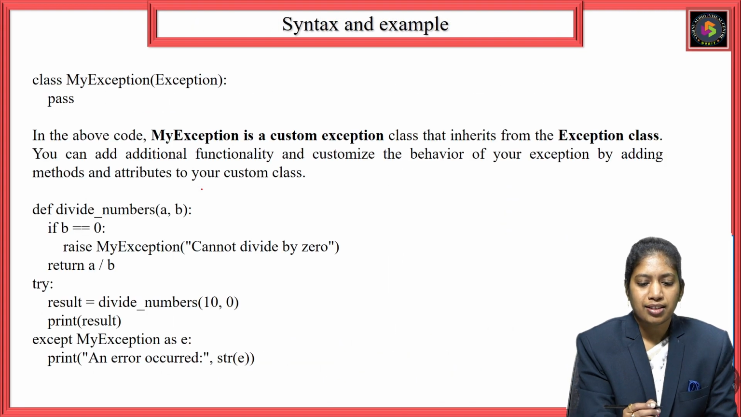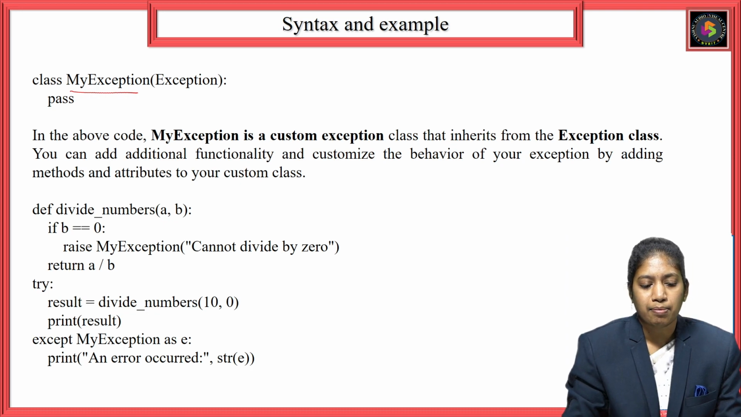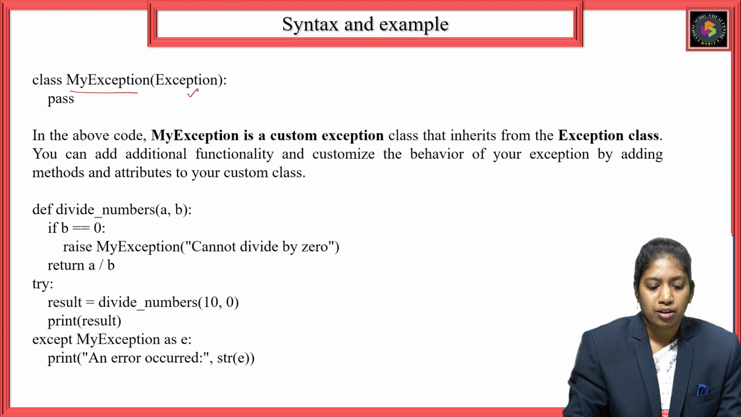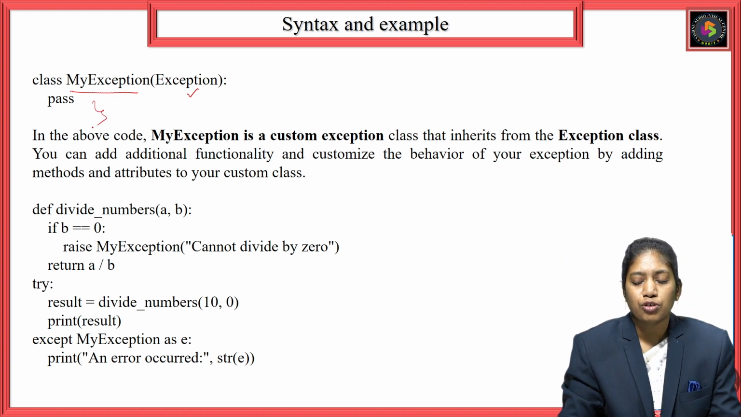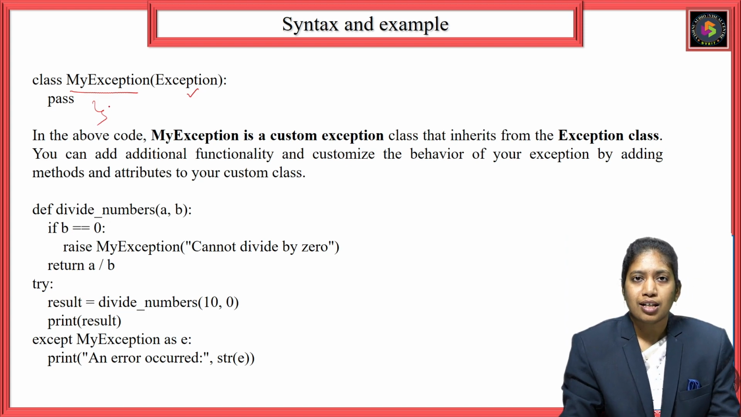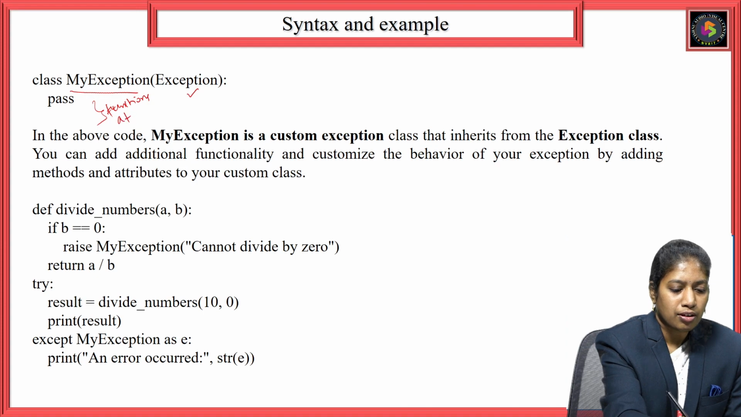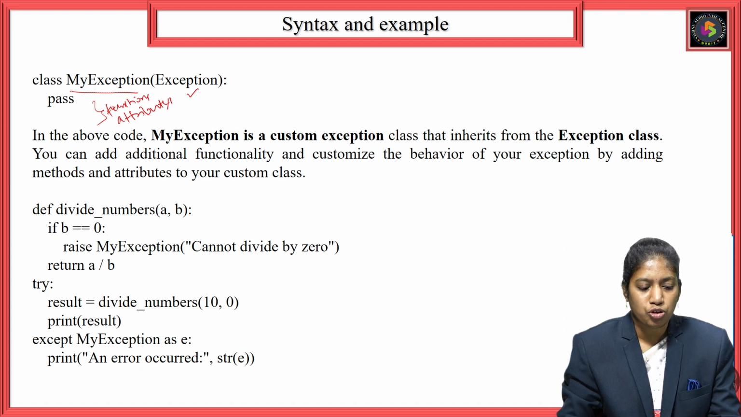So what is the syntax? See here, I have created my exception class. My exception is my name, and that must be derived from the base class Exception. You can add additional functionalities and customized behavior for your exceptions by adding methods and attributes to our customized class. So whatever modules, functions, and attributes we need to write, we can write in our own exception class.